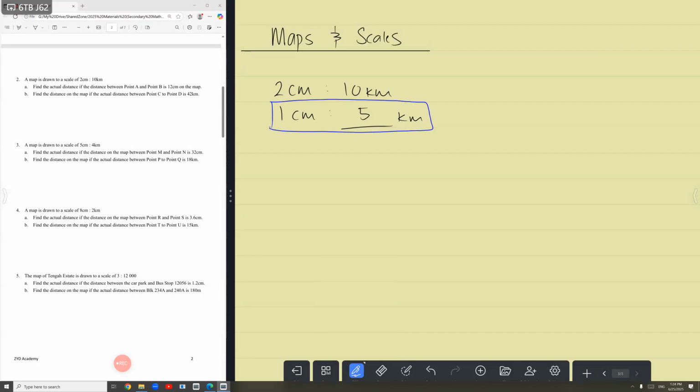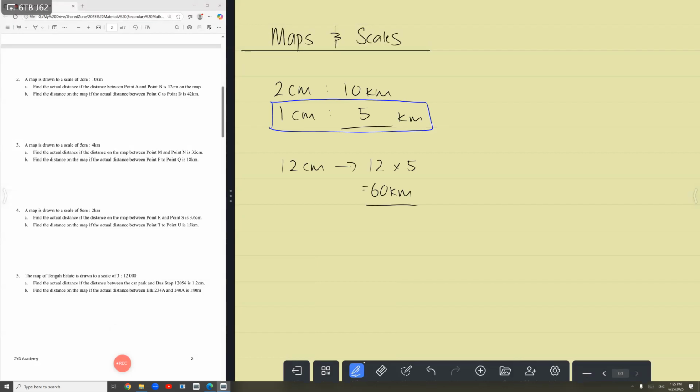Because once I know what's 1 cm, which is 1 unit, I can find 10 units, 5 units, 17 units, and so on. So in this case, we are looking for 12 centimeters. So 12 centimeters will represent 12 multiplied by 5, right? Equals 60 kilometers. That means the actual distance between point A and point B is 60 kilometers.